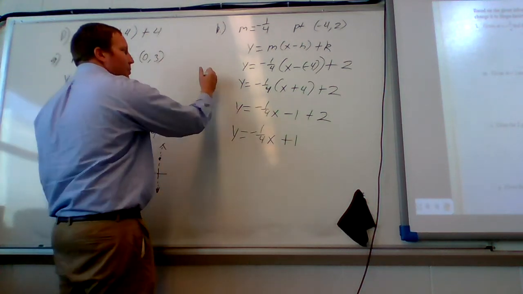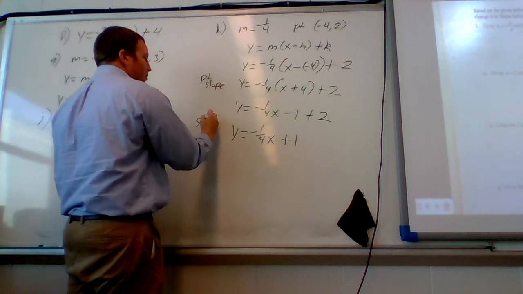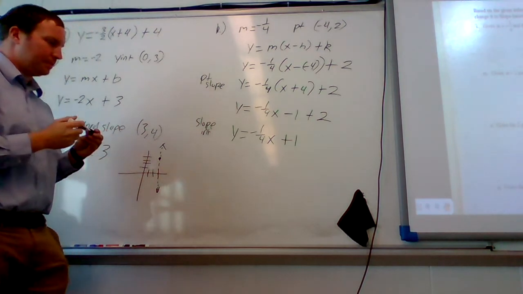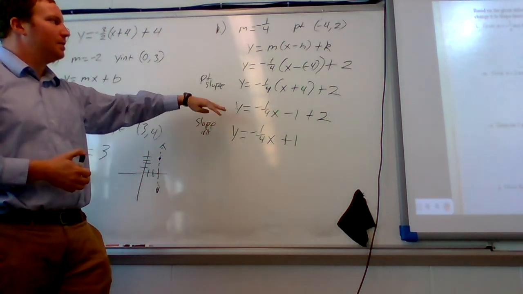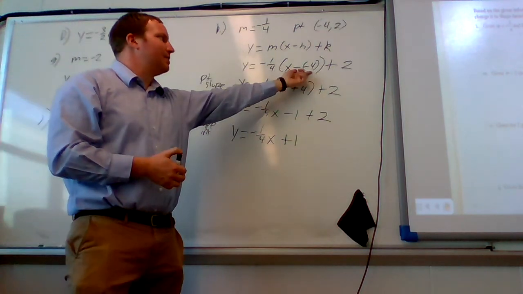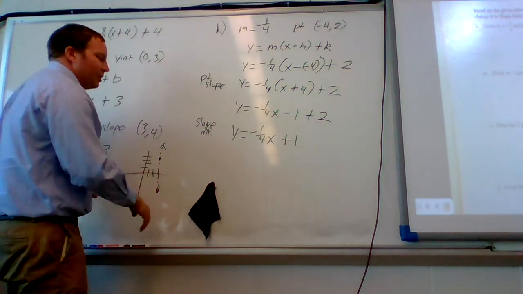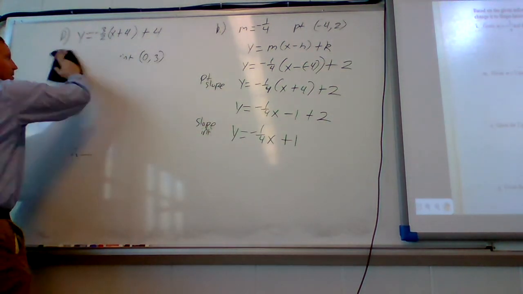Okay, so there's our point slope. Here's our slope-intercept. Okay, but again, that's showing every single step. A lot of you guys could change that sign without having to show that step. You don't have to show every single step of it. You can do something in your head.